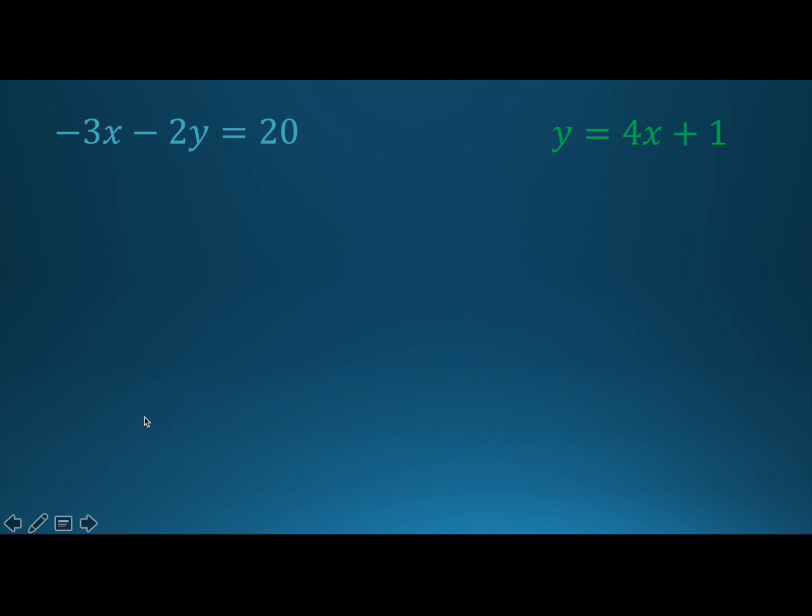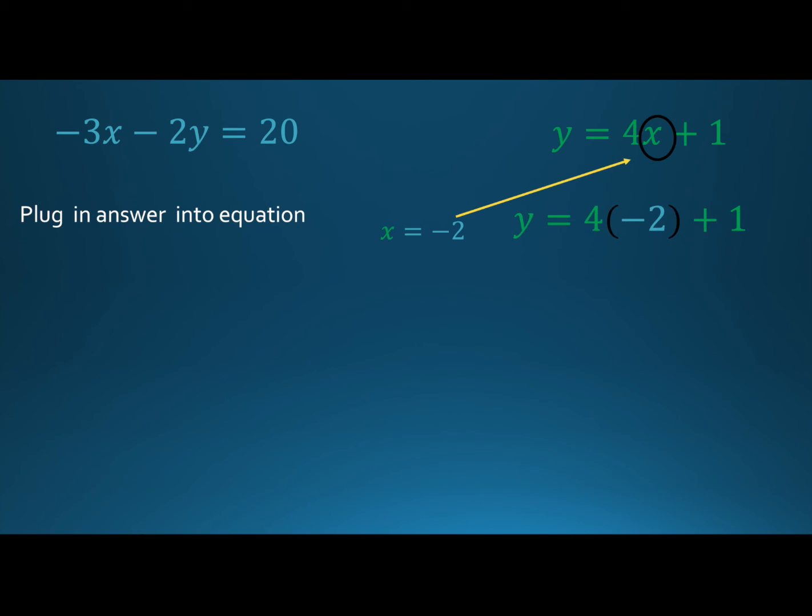So now we want to plug in our answer into the equation to find the y coordinate. We got x equals negative 2. You can plug it into either equation, but I'm going to plug it into the isolated equation since it's easier to simplify. Here's an x. We're going to plug in negative 2 into that x. 4 times negative 2 is negative 8, plus 1 is negative 7, so we get y equals negative 7. The intersection point between these two equations is at the point (negative 2, negative 7). You could graph this to verify if you wanted.